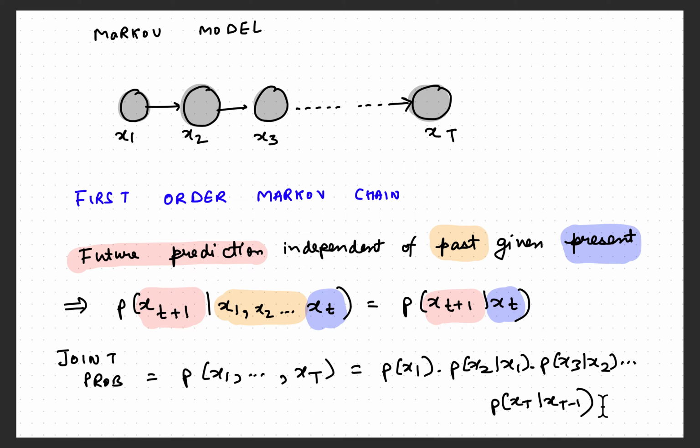So having now discussed the first order Markov chain, could you think what a second order Markov chain could mean? Could you just think for a minute and write down your answer, and then once we discuss you could compare it with the answer that I'm showing.